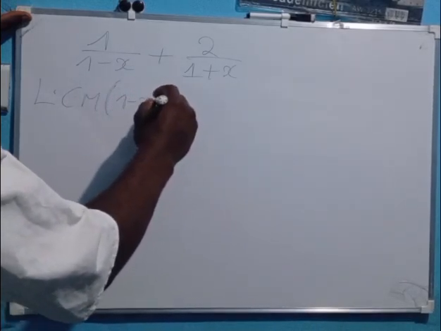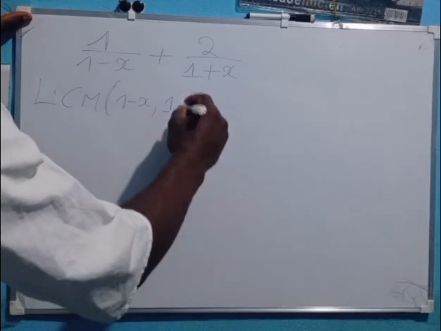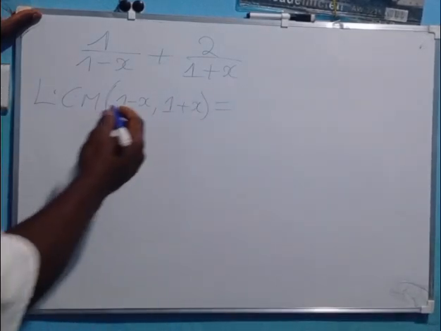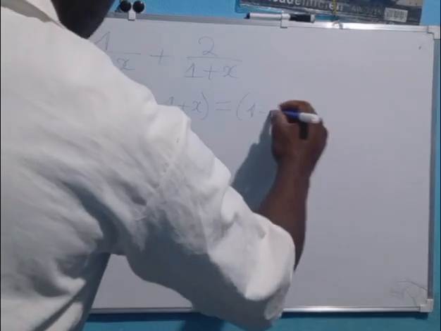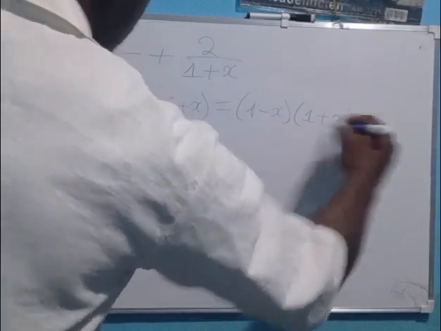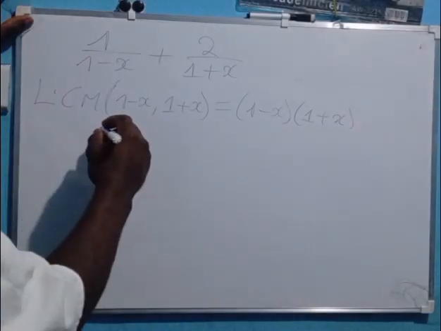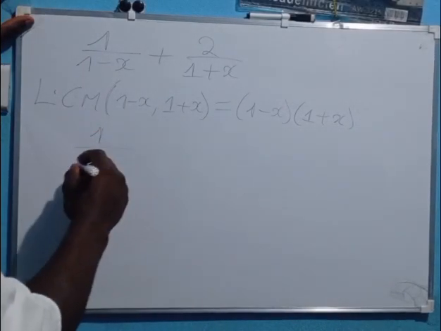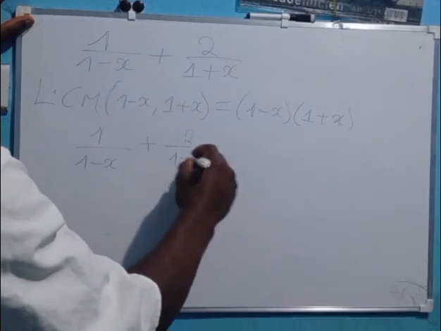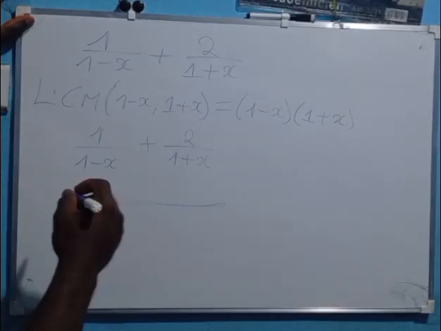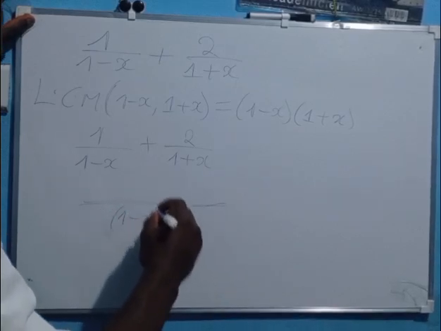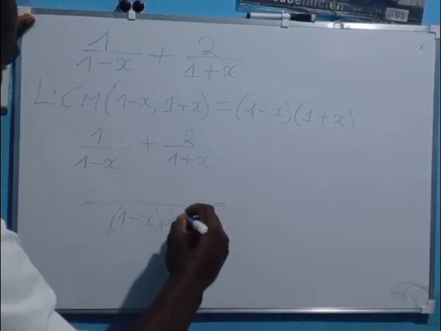The LCM of 1 minus x and 1 plus x is simply equal to, we are going to take their product, 1 minus x times 1 plus x. This is their LCM. Now if you take down the given problem, 1 over 1 minus x plus 2 over 1 plus x, we are going to write down their LCM, which is 1 minus x times 1 plus x.